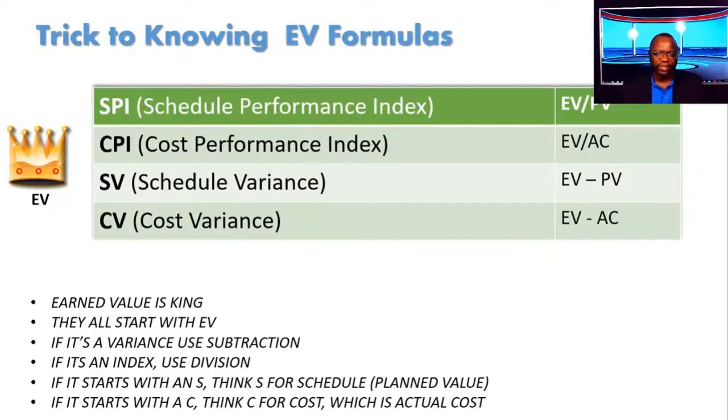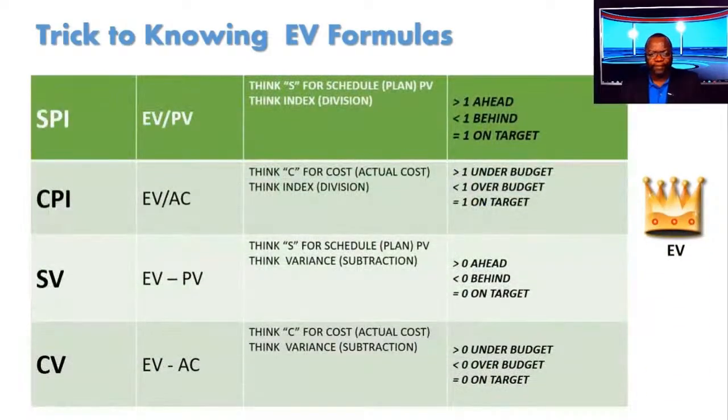Now there's one piece of all of this stuff I did not show you. And I should after this slide. This is another summarized slide. I showed you this earlier in some way. Greater than 1 in the indices ahead or less than 1 behind where it comes to SPI, equal to 1 on target. Cost performance index, greater than 1, under budget, less than 1 bad, over budget, equals 1 on target. Schedule variance, greater than 0 ahead, less than 0 behind, equals 0 on target. Cost variance, greater than 0, under budget, less than 0, over budget, equals 0 on target.